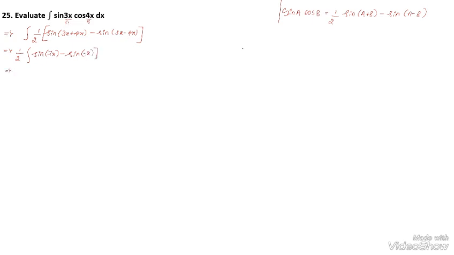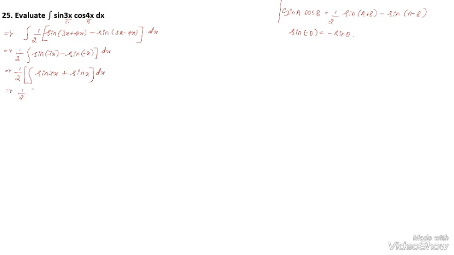We know the property of trigonometry: sin of negative theta, the negative angle, will be negative of sine of the angle. By using that result, I can write the integral as the integration of sin 7x minus sin of minus x, taking the minus out, that is sin x, into dx. I am taking the integration separately.